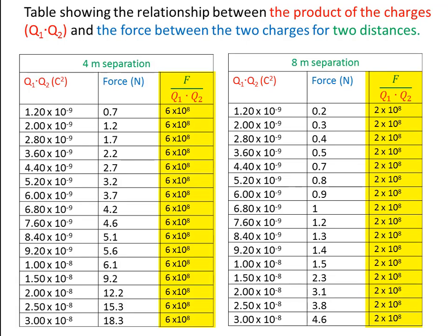So here I've rounded the values off so that we can see the pattern nicely. So from this we can see that force is directly proportional to Q1 times Q2 for 4 meter separation, as shown by a constant value here, and force is also directly proportional to Q1 times Q2 for 8 meter separation, as shown by a constant here.